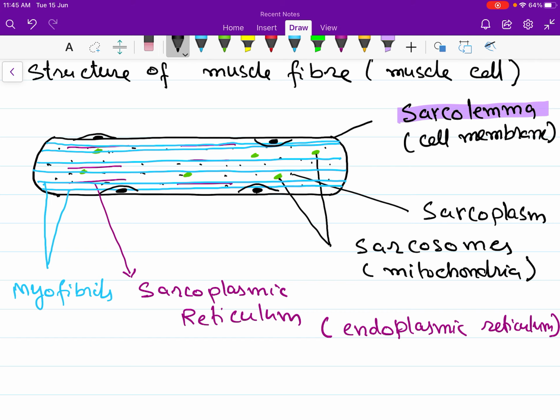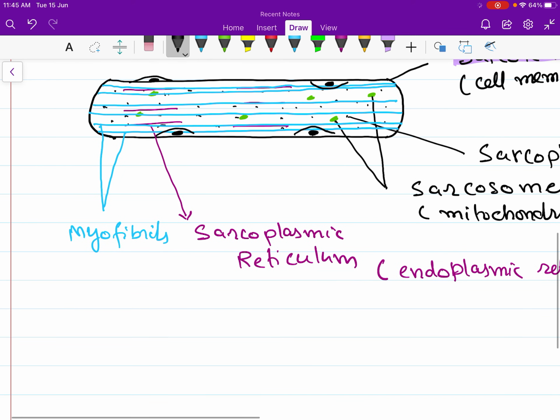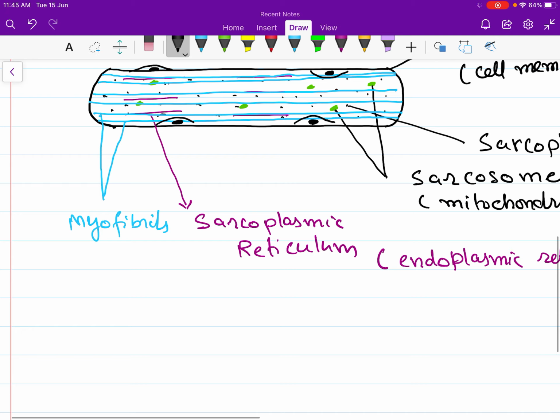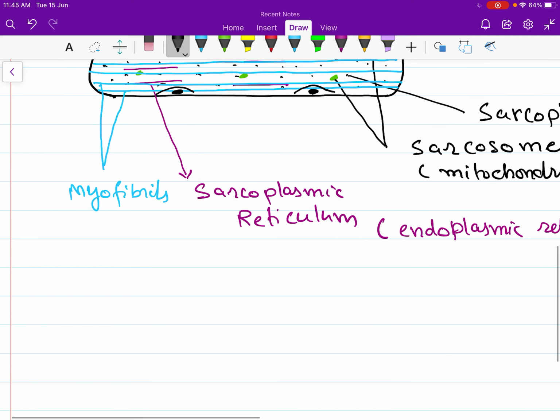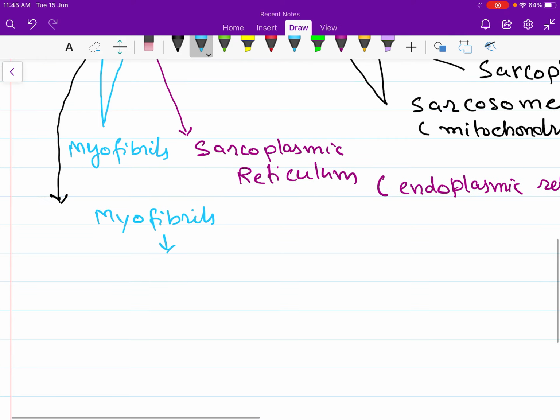Now if we take out one myofibril from the muscle fiber, it is formed of certain types of proteins which are called protein filaments. So myofibrils are formed of protein filaments.